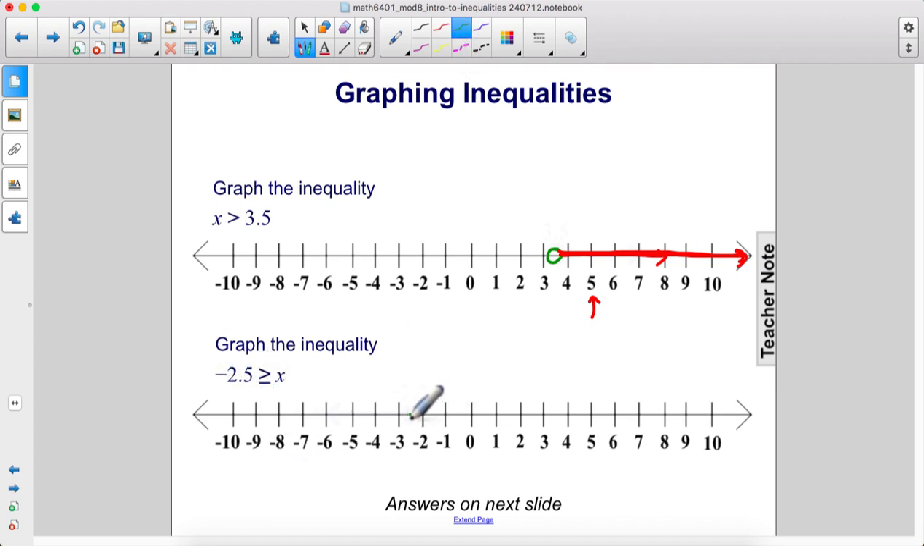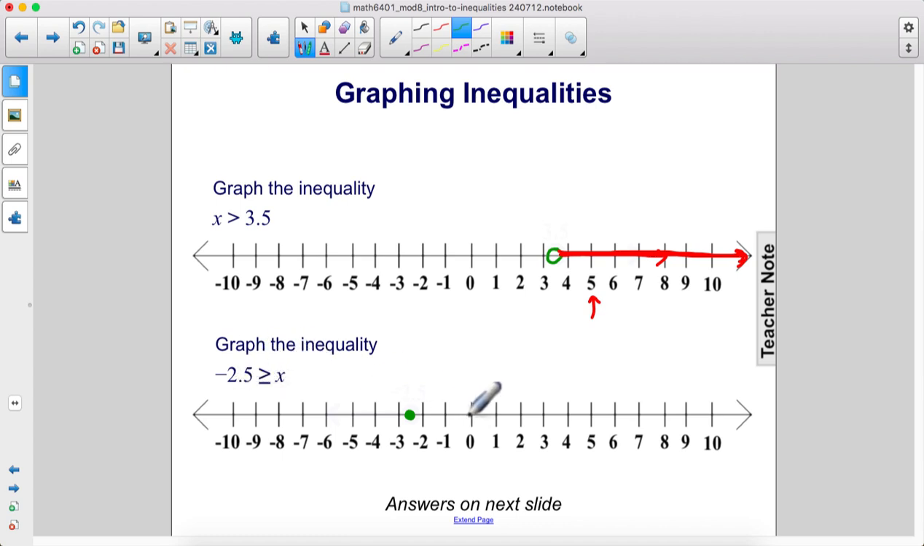All right, negative 2.5, so that's here. And is it going to be an open or closed circle? Well, it's greater than or equal to x. Therefore, it is going to be a closed circle. Now this one's a little trickier because the x isn't on the left side, it's on the right side.